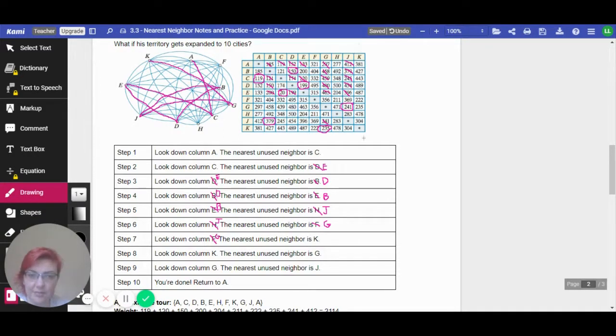Now let's look down column K. All right, I cannot use A, B, C, D, or E. I cannot use G or J. So out of the two left over, F and H, I'm going F, not H. I'm going F for 222.